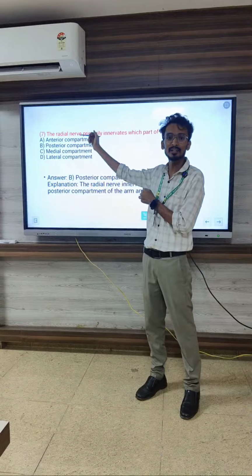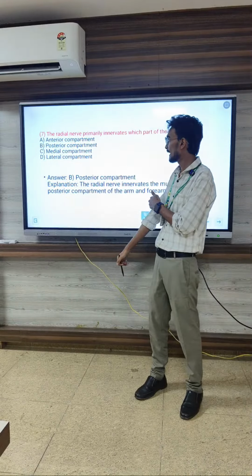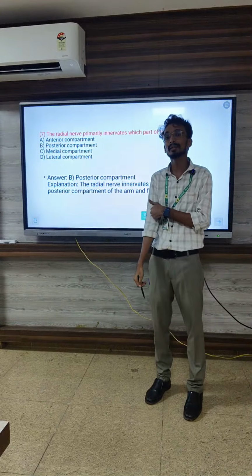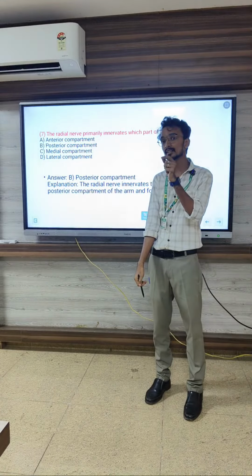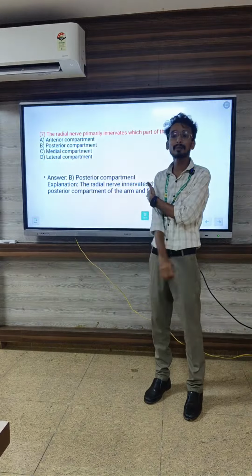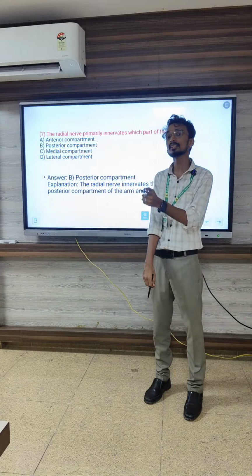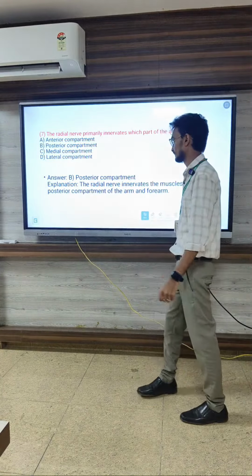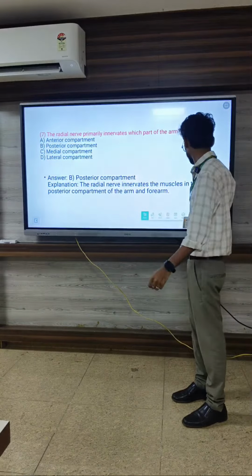Option B, we have seen the radial nerve, and the medial compartment is supplied by the medial cutaneous nerve of the arm, and option D, the lateral compartment is supplied by the lateral cutaneous nerve of the arm. I hope I am very clear.